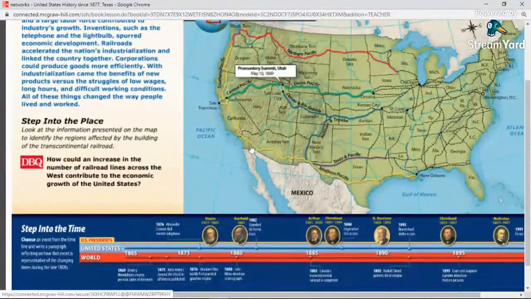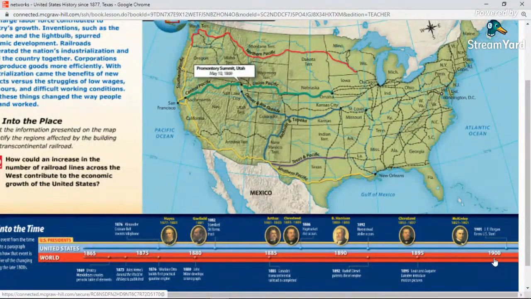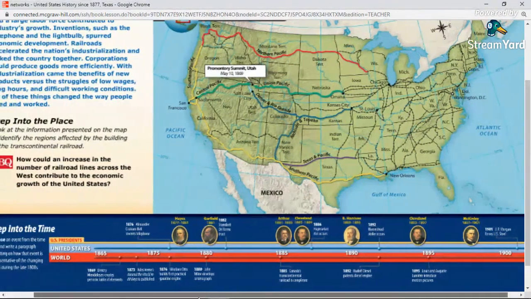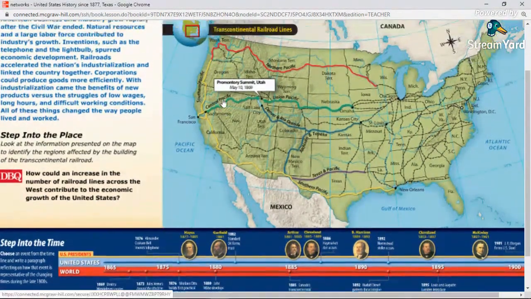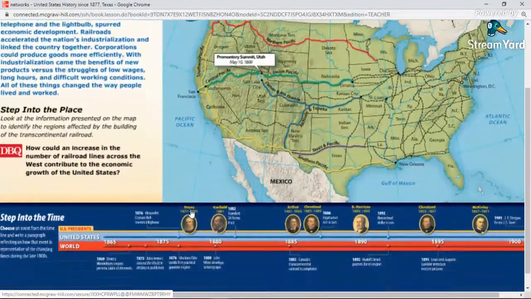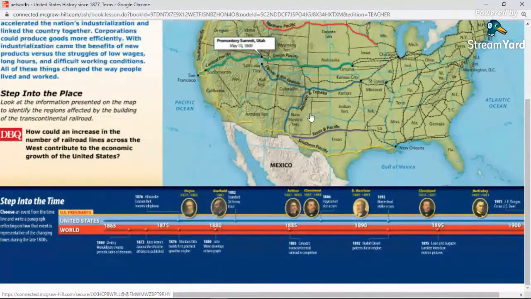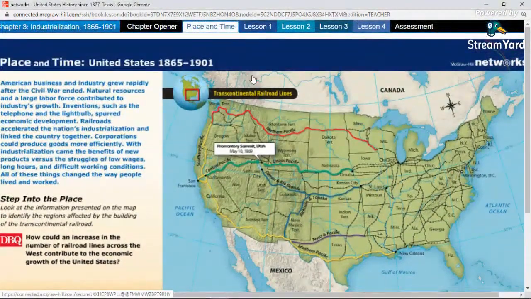In here in the map, you can see that we're going to go from 1865 all the way to 1900. You have the red there. You have some of the railways across America and the movement of people across America, and you know, the expansion. Okay, transcontinental rail lines. So transcontinental means that it traverses, goes across the entire continent. So remember that vocabulary for quizzes and tests.